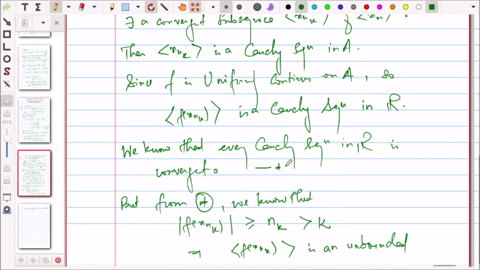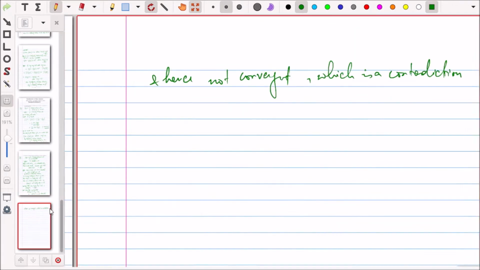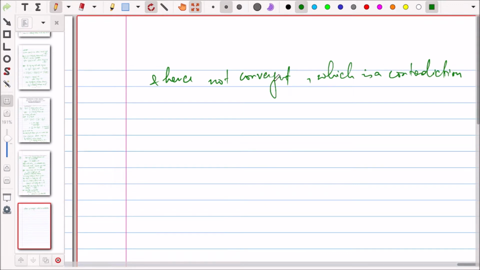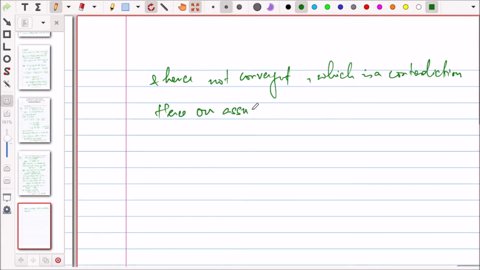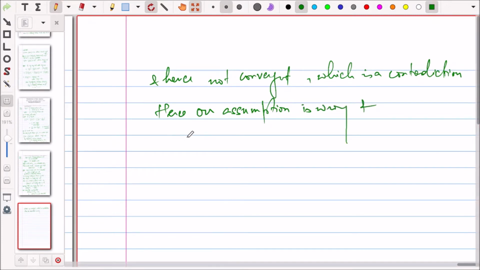So here we have shown that f of x_{n_k} is a convergent sequence, but here we are saying that f of x_{n_k} is not convergent, being an unbounded sequence. Hence, our assumption is wrong, and f is bounded on A.